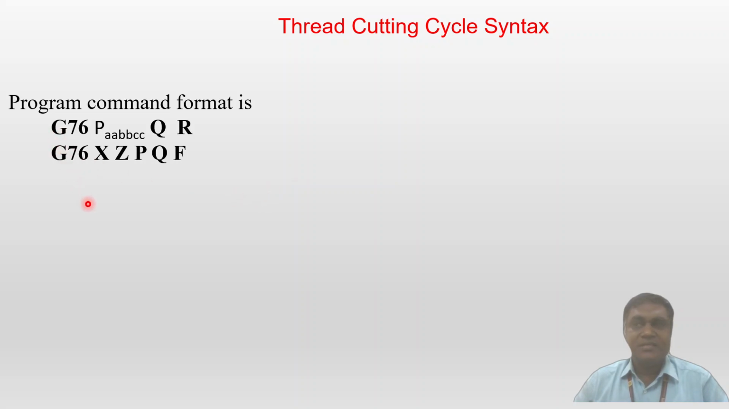The G76 cycle is used here. Now you can see that the command has two blocks. The first block is G76 PQR and the second block is G76 XZPQF. Now let us go through the parameters.